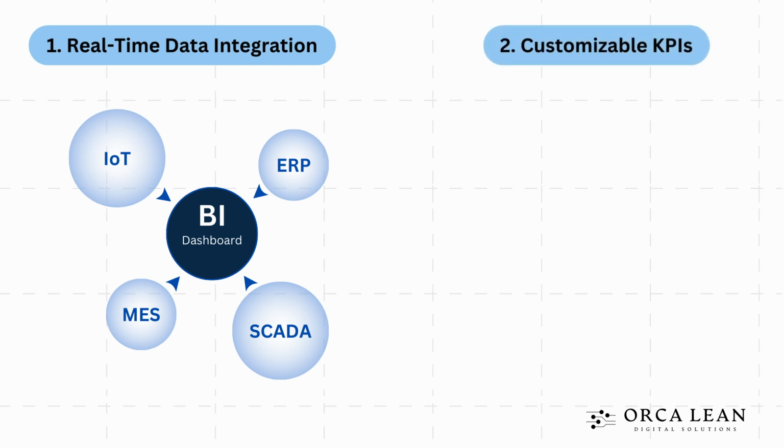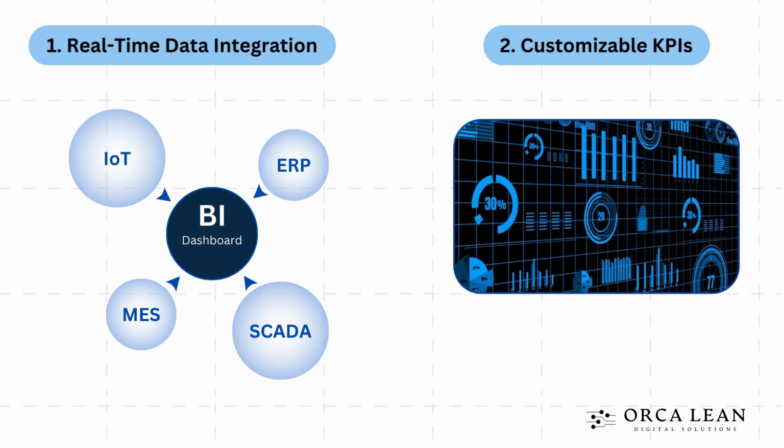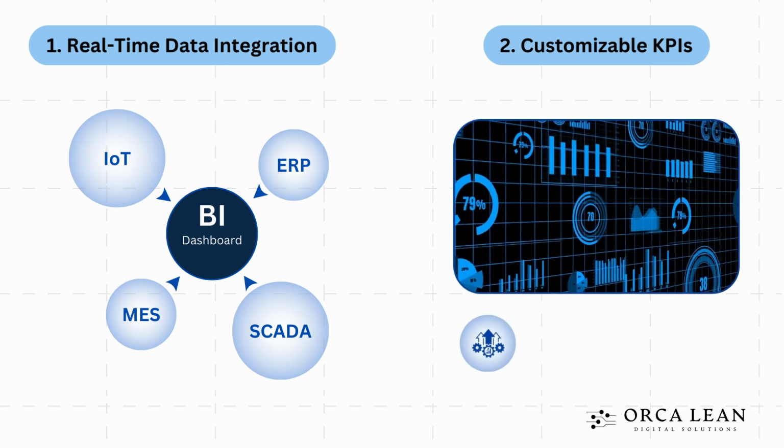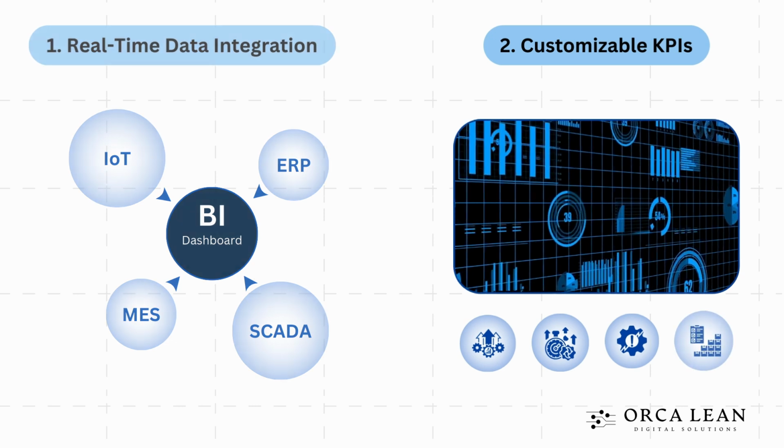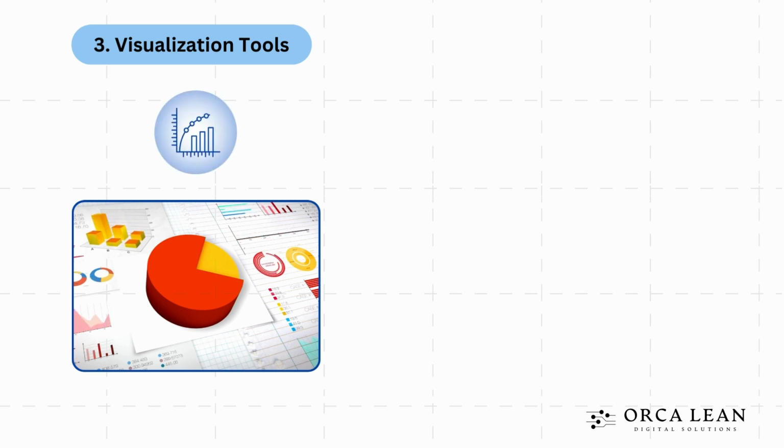Customizable KPIs. They can also be tailored to show role-specific KPIs, such as production efficiency, machine uptime, defect rates, and inventory levels. Visualization tools like charts, graphs, and heat maps simplify complex data. Common visualizations include Pareto charts, OEE graphs, and downtime analysis charts, enabling quick comprehension and informed decision-making.